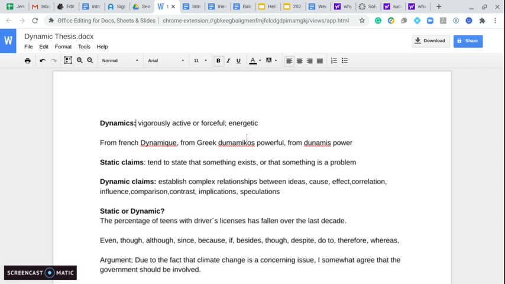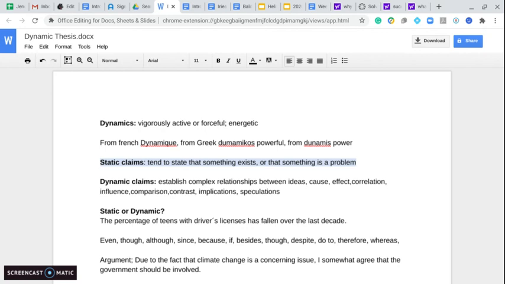And these are the etymology of the word. You can look at that. So if I were to write a static claim, I would state something that exists or that something is a problem. So for this paper, I might write something like, in James Baldwin, Talk to Teachers, he uses many persuasive strategies to convince his audience of teachers that something needs to be done about education. Okay, so it's stating that something exists, okay?